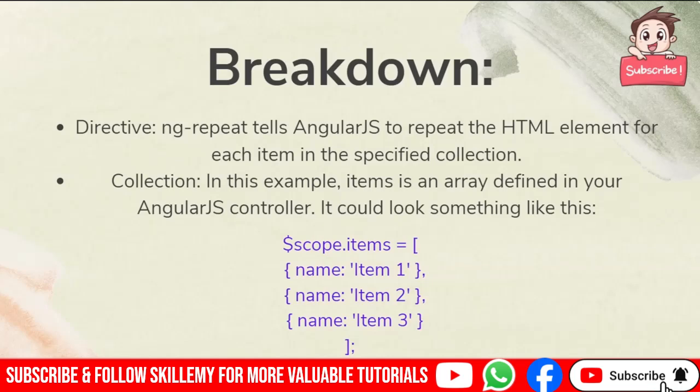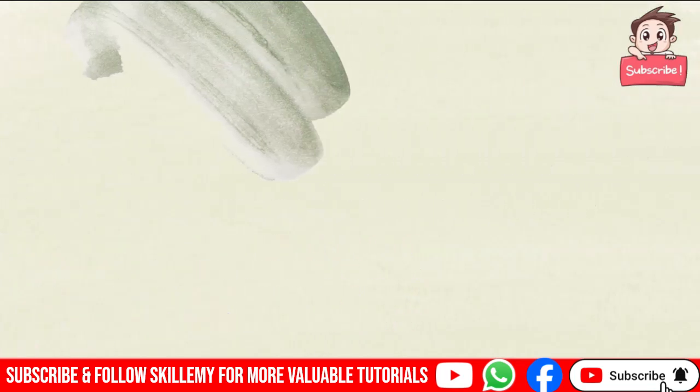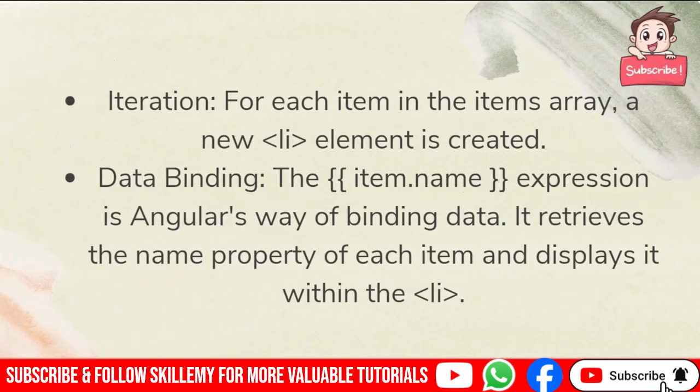Directive: ng-repeat tells AngularJS to repeat the HTML element for each item in the specified collection. In this example, items is an array defined in your AngularJS controller. It could look something like this, and we are also going to be using scopes. Iteration: for each item in the items array, a new list tag element is created.